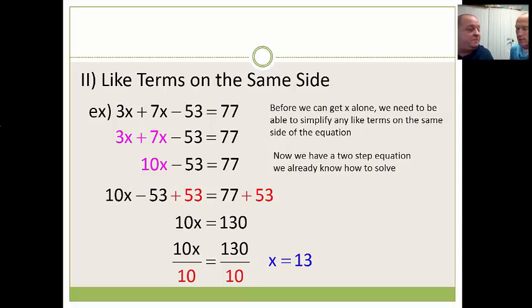Now, Mr. Reitman, if we take 13 and we plug it back in and we substitute it into the x, into the original equation, what do you think happens? I think it would check out perfectly, because if I did 13 times 3, that's 39. I have 7 times 13, that's 91. So 39 plus 91 is 130, minus the 53 is 77. So we'd have 77 on the left side and 77 on the right side. Sounds good to me.